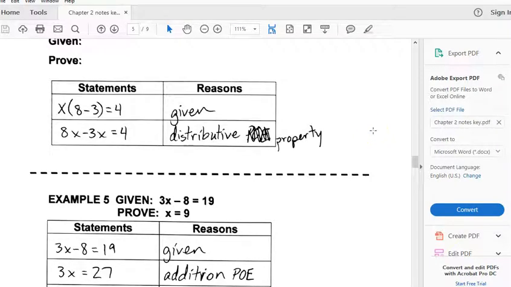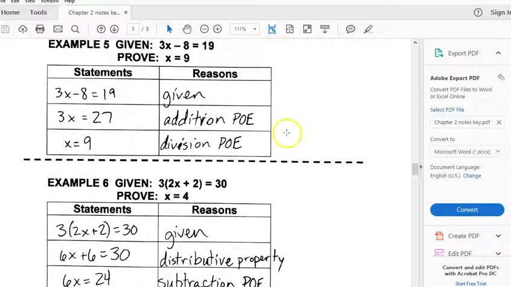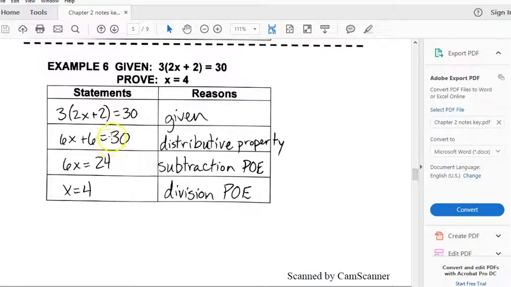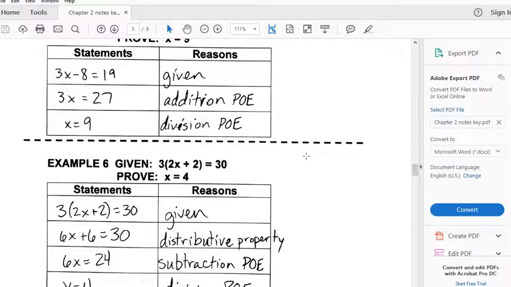So this first one was just given, and then we distributed. I think everyone got that as I was walking around. The next two, we had to do the math. So here we have to add 8 to both sides was the first one, and then we divide. The next one was even longer. We distributed. You need that again?